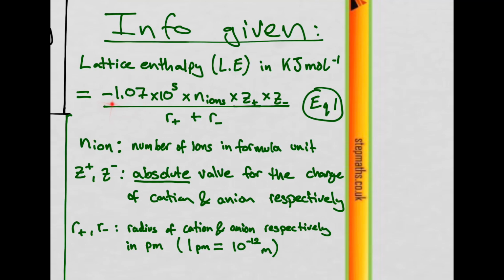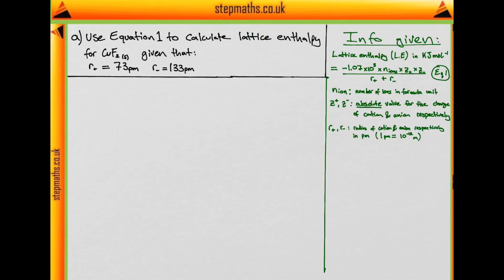So lattice enthalpy equals minus 1.07 times 10 to the 5 times n ions times Z plus times Z minus, all over R plus plus R minus, where n ion is the number of ions in formula unit. Z plus and Z minus are the absolute values for the charge of the cation and anion respectively. R plus and R minus are the radius of the cation and anion respectively in picometers, where 1 picometer is 10 to the minus 12 meters.